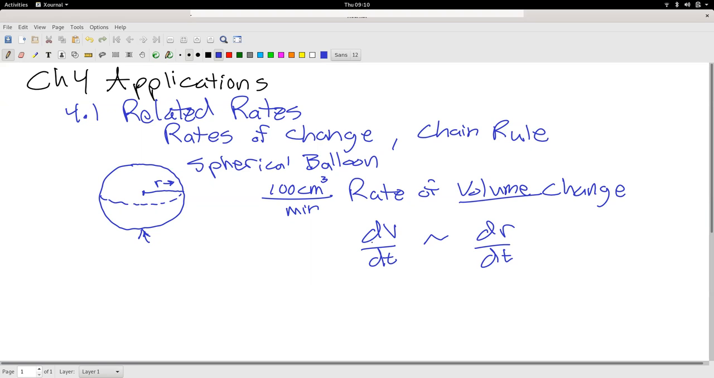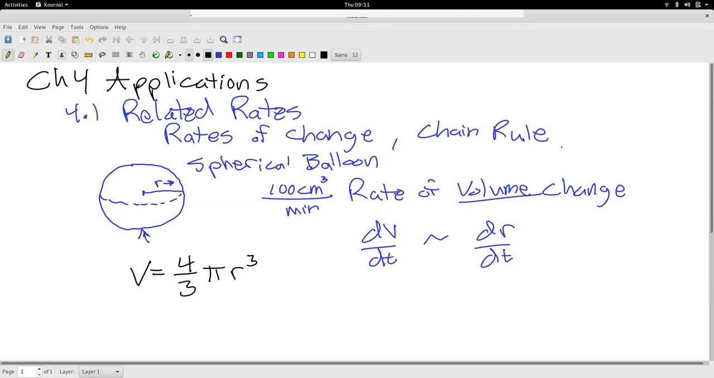The things that are changing here are the volume and the radius. Fortunately, we know a formula for the volume of a sphere. The volume of a sphere is 4/3 pi times the radius cubed. So at any point, if we know the volume, we can find the radius, or if we know the radius, we can find the volume. Because we know some calculus, we can use implicit differentiation to differentiate this with respect to time, and find the connection between the rate of change of the volume and the rate of change of the radius.